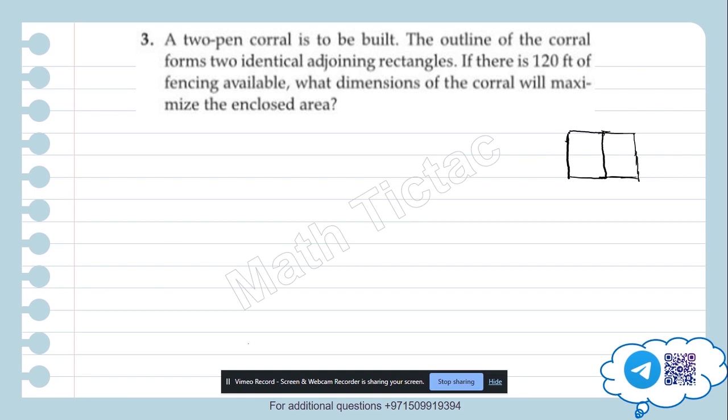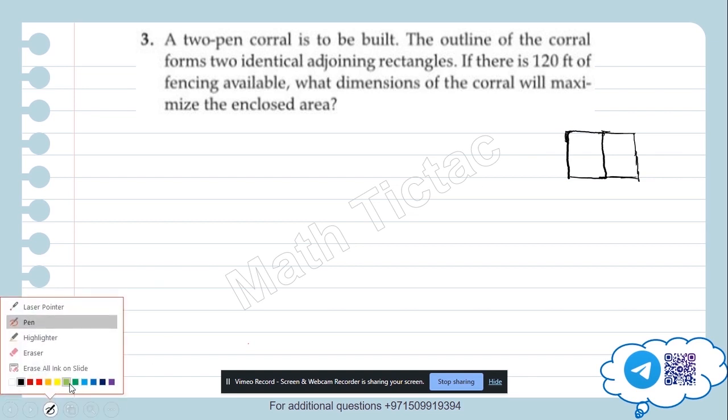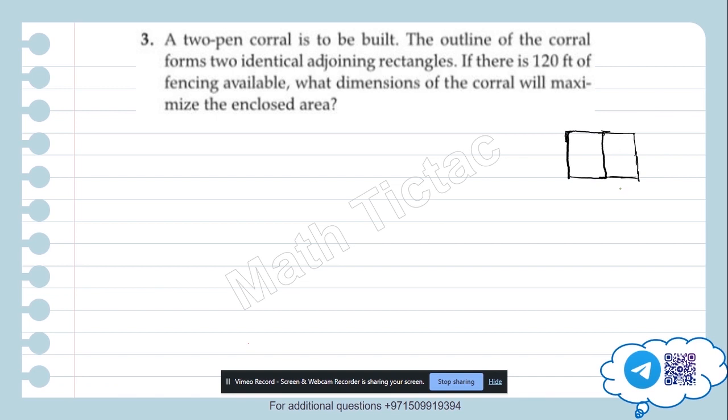So in here, if we have this part, for example, let's say the length from here to this point, they will form at the end a rectangle again. So in here we have x. This is the same as x. And if this side is equal to y, that means this side is equal to y and this side is equal to y. These are the two identical adjoining rectangles.